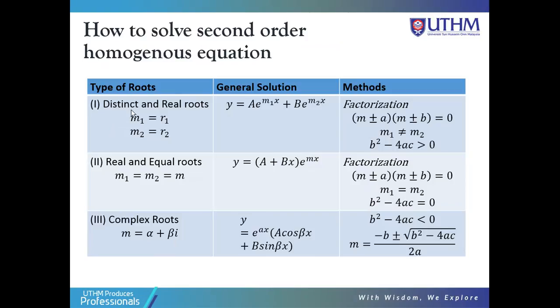Okay, when you have distinct and real roots, that means you have two different roots, root 1 and root 2. So this is the general solution. When you determine this, then you need to substitute for m1 and m2. This is y = A e^(m1 x) + B e^(m2 x). If your roots are real and equal, that means m1 equals m2. And if you find the roots are complex, you need to use this formula for your general solution.